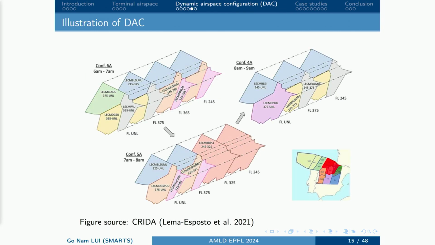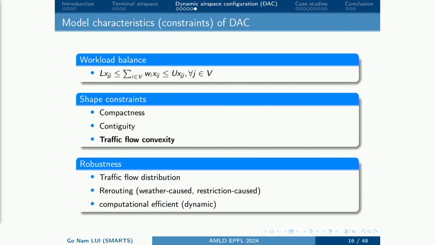So this is also an illustration of the DAC. Basically, it shows that for different time periods and different flight levels, they can configure different types of sectors together and then create the working sectors for the air traffic controllers. It's for the Madrid ACC. So let me briefly talk about the model characteristics of DAC. Before this session, I talked to Professor Delahaye about this, and he also mentioned the importance of operational constraints. So here I show what we must be concerned about when doing dynamic airspace configuration.